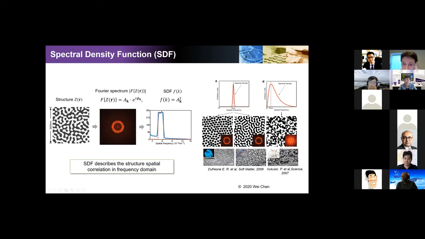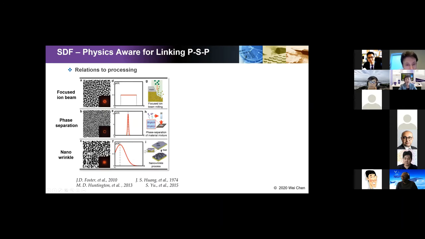But what it is useful for is that we found that this spectral density function actually represents a signature for the manufacturing process. I mentioned very early that my interest is not just to optimize the structure, but also to make sure we're able to make it, right? So if you look at these three different processes, focused I-beam, phase separation, and nano wrinkling, and you collect a sample from those different systems, you can see that these three systems are very different in the spectral density function.